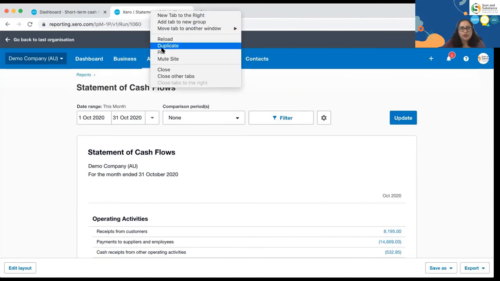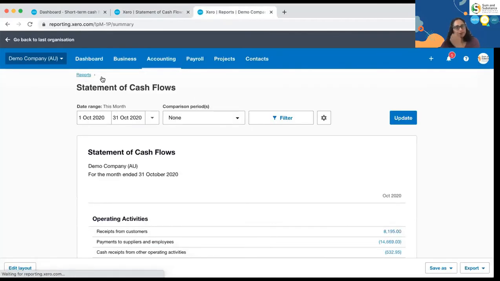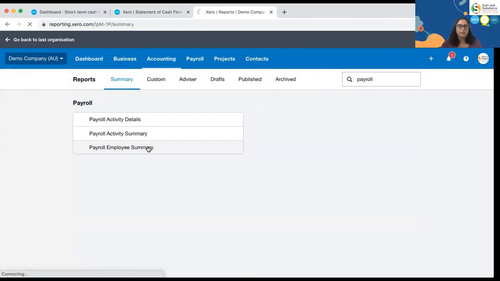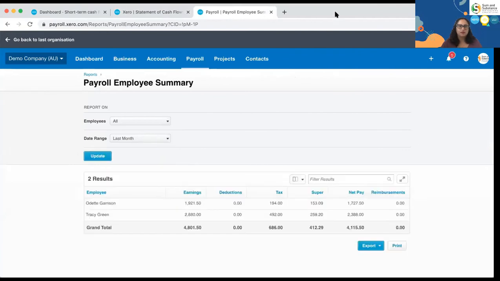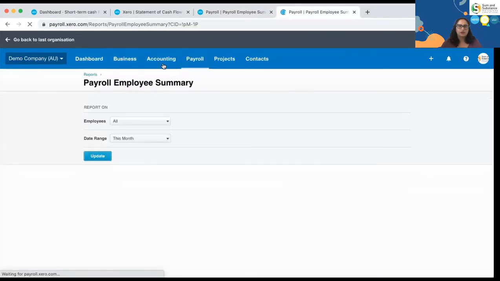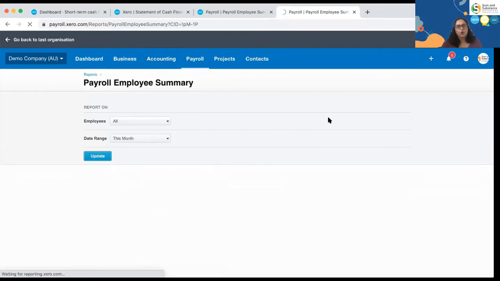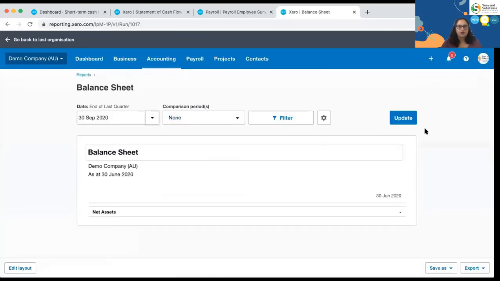Cool, so the other report that I'm going to start here is going to be my payroll report. So I'll tell you why I'm doing this. I'm just going to do it for last month because that's the finished month. Cool, and then I'll just go to the balance sheet as well. Alrighty, let's do it. So end of last quarter.